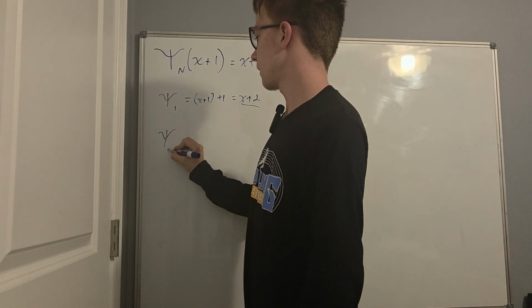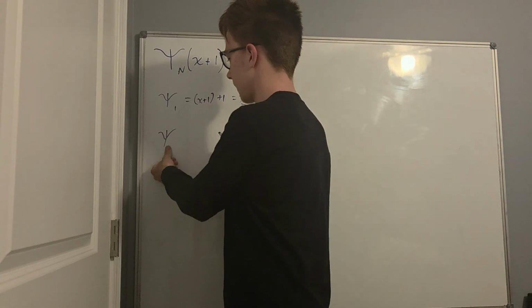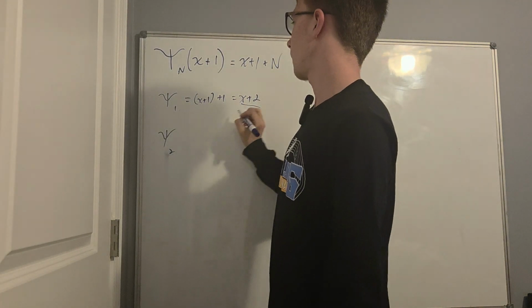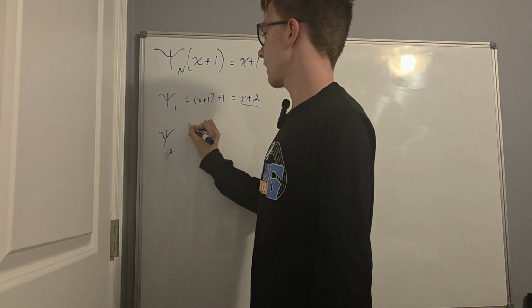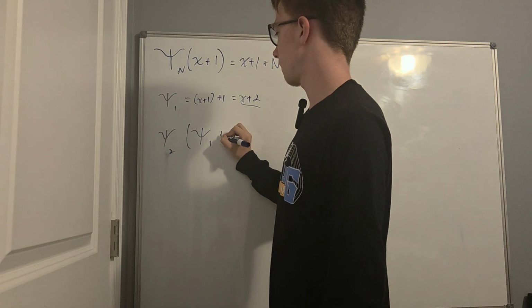What you can do from there is let's look at what happens if we plug in. So let's say we want psi of n, right? Or let's say we want psi of 2. Now, because we know psi of 1 and we know what's going in there, we can say that's going to be psi of 1 plus 1.